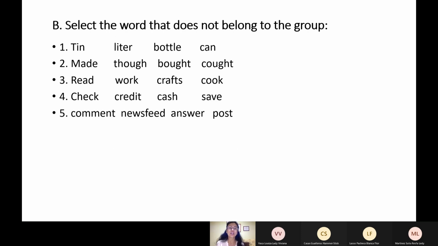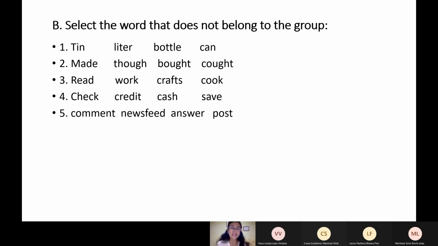Nos puede aparecer este tipo de pregunta o nos puede aparecer este otro. The other one is to select the word that doesn't belong to the group. Nos pueden pedir que seleccionemos una palabra que no hace parte del grupo, que no tiene ninguna relación. For example, tin, liter, bottle, and cans. Cans se refiere a lata. Tin también se refiere a un recipiente. Bottle, plastic bottle o metal bottle, también hace referencia a un recipiente. ¿Cuál sería la palabra que nos queda ahí fuera? Pues litter, because litter is to throw out garbage. Litter significa arrojar basura, no tiene nada que ver con eso.